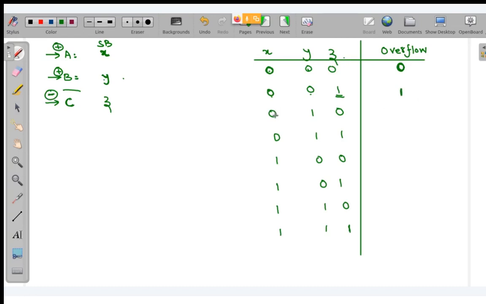Now look at this place. X0, Y1, Z0 means X is a positive number, Y is a negative number, and Z is a positive number. This can obviously happen if X is greater than Y. In this case, overflow will never happen.